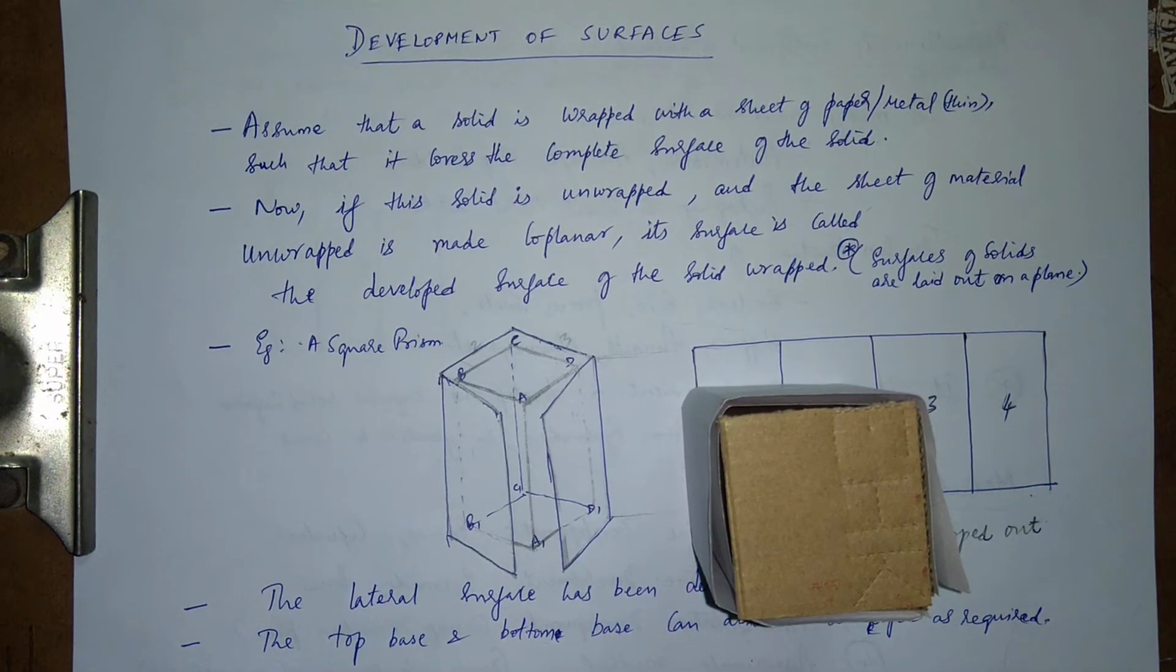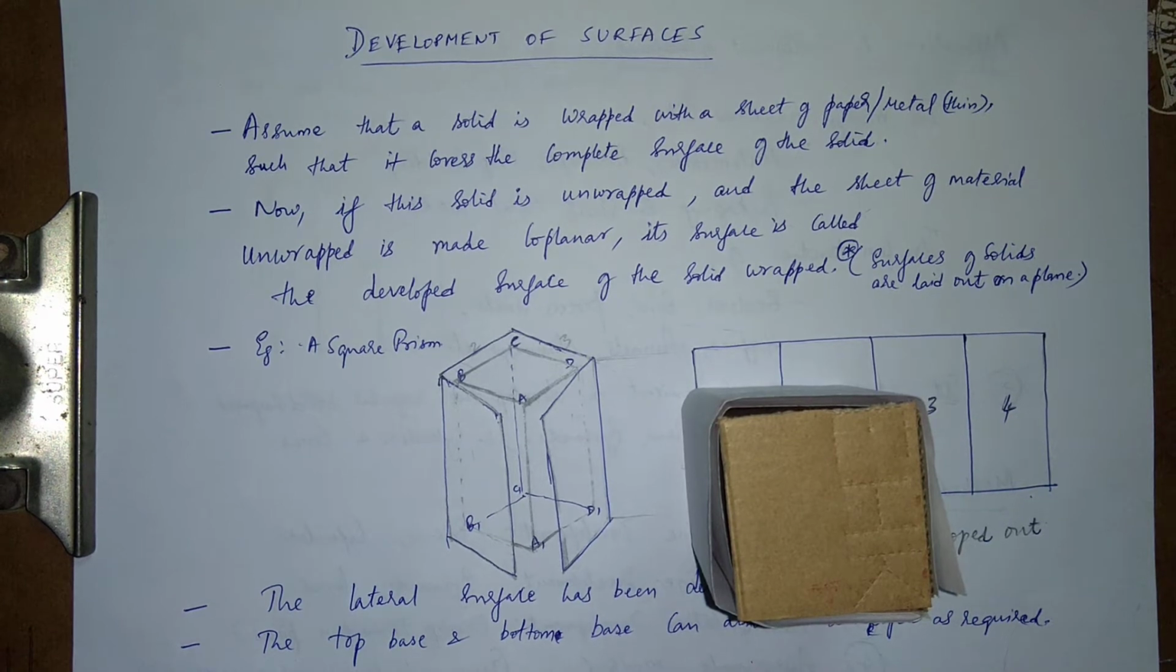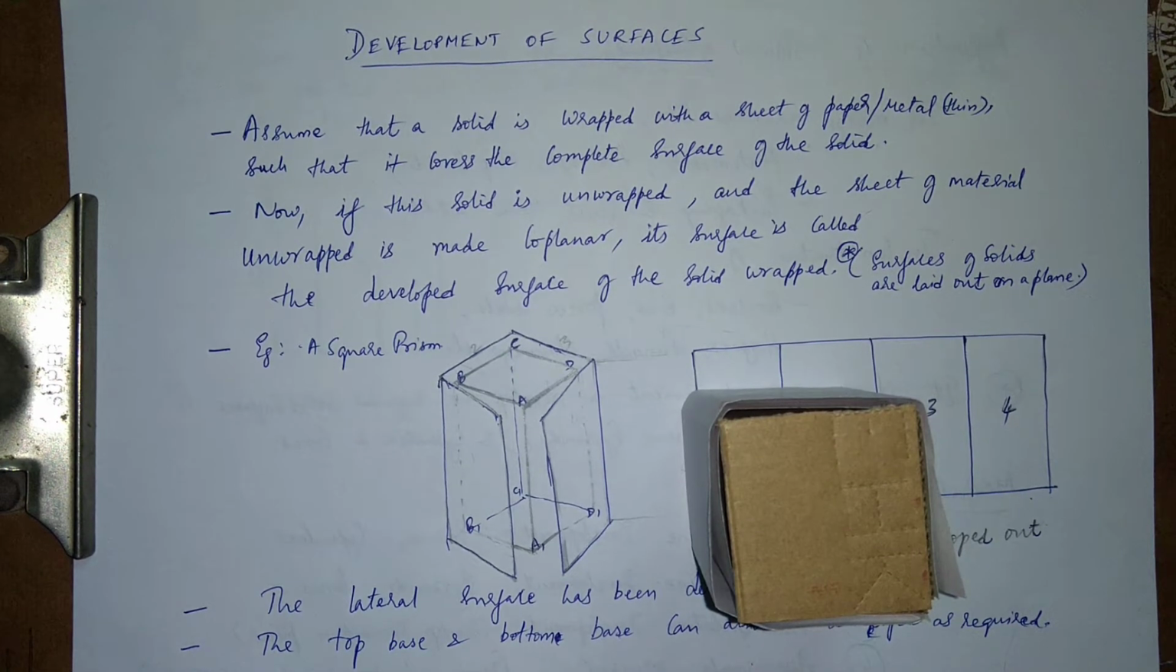Dear students, we'll get started with another topic. The next topic continued after the sections of solids. Now this topic is called development of surfaces. We'll just get started with this one. This is part of our fourth unit. However, this is a lengthy chapter.